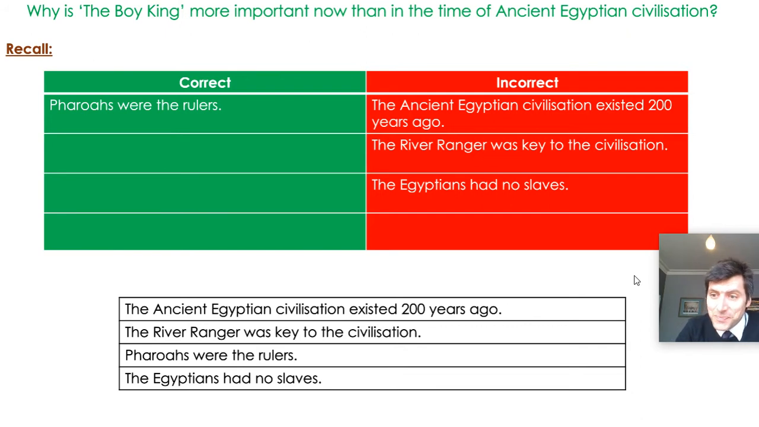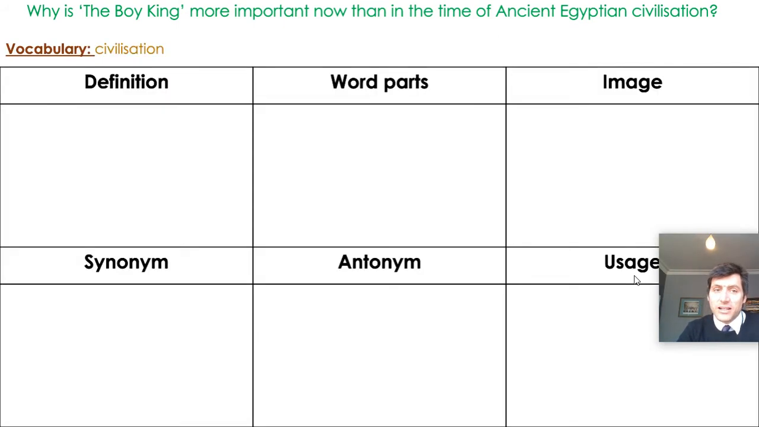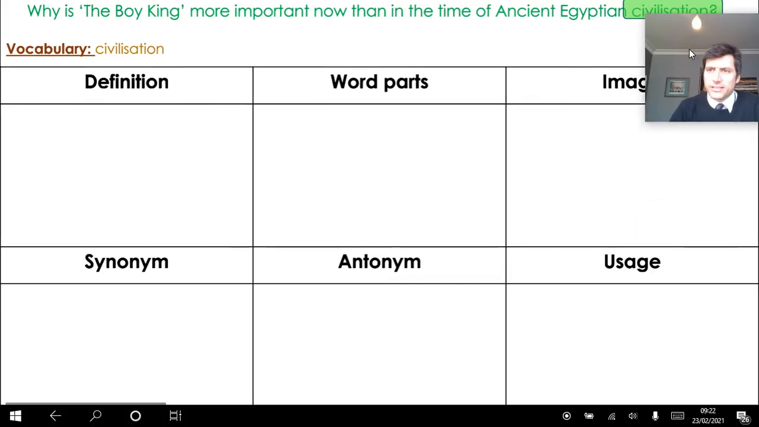See how you got on. I hope you did well. I'm sure lots of you did. And hopefully you've identified that the pharaohs were the rulers. Now we're going to think in a little bit about one particular pharaoh. But if we notice in our question sheet today, we've got the idea of civilization. So I think it's important we look at what civilization means.